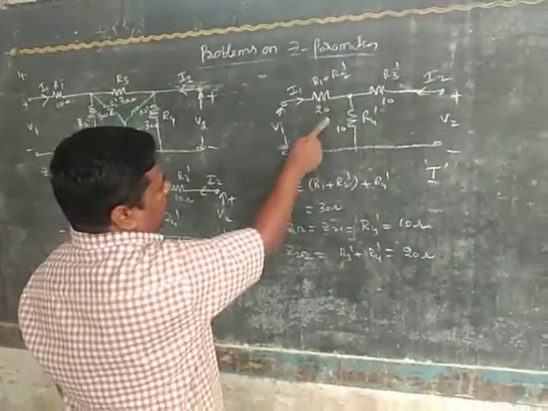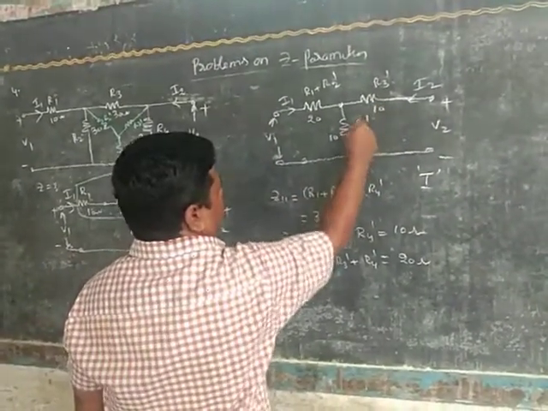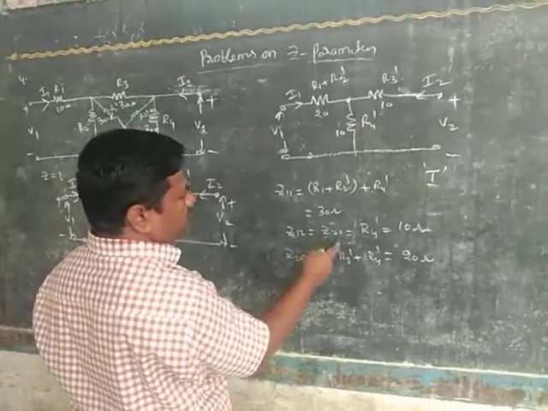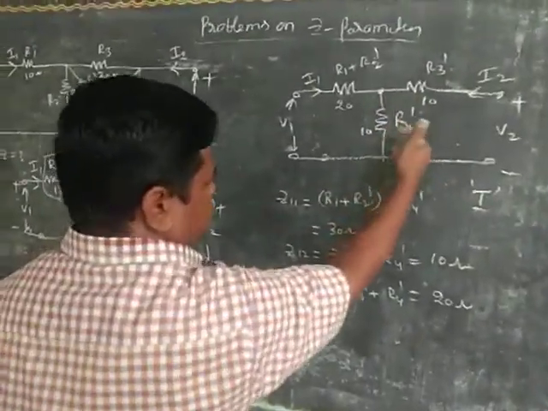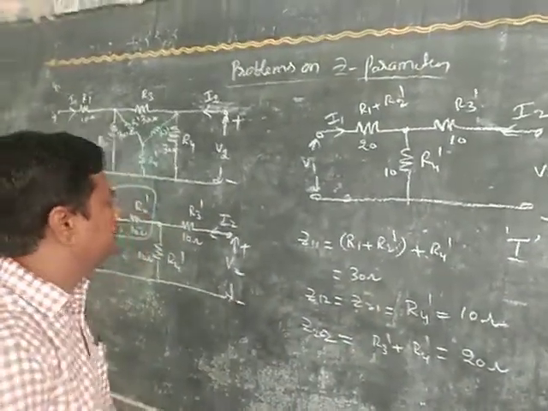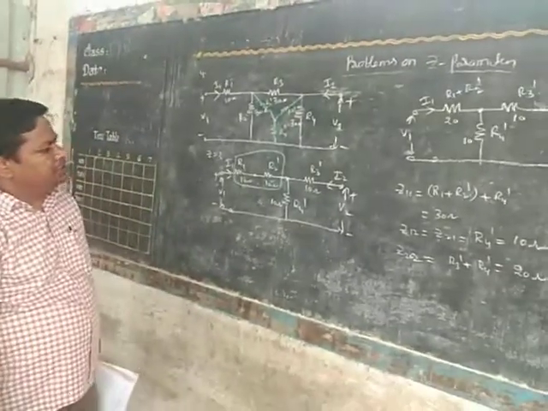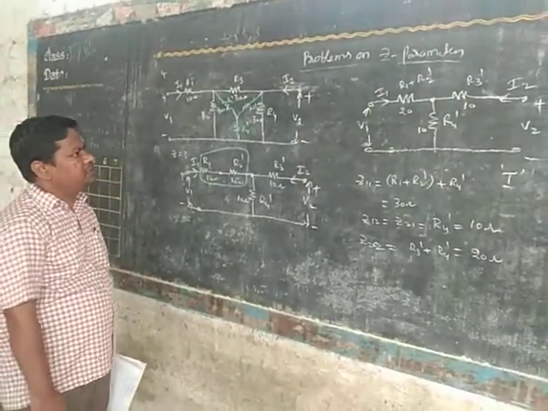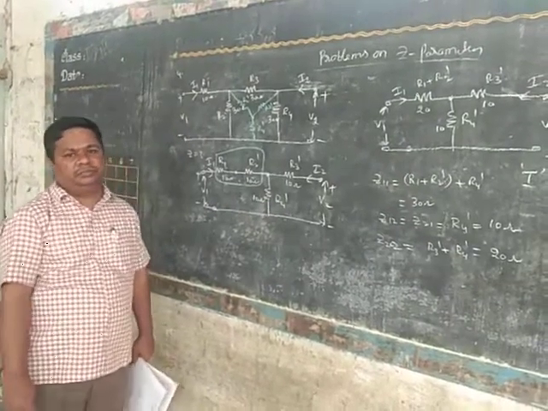Simply Z11 is nothing but add these two. Z22, add these two. Then the remaining one is Z12, Z21 only. This one, the common resistor, is equivalent to Z12, Z21. That is 10 ohms. Okay, based on this analysis, try to solve the problems on Z parameters for the given circuit diagram. Thank you.